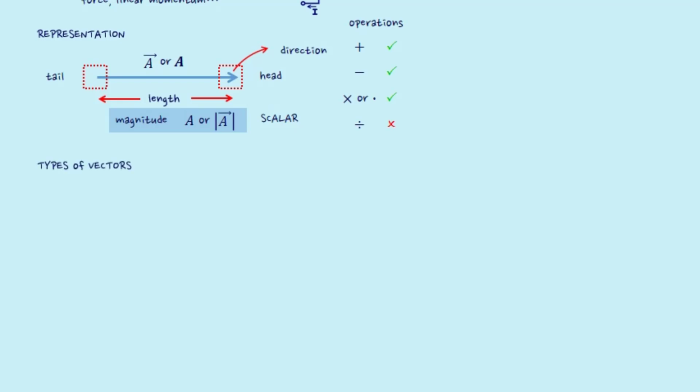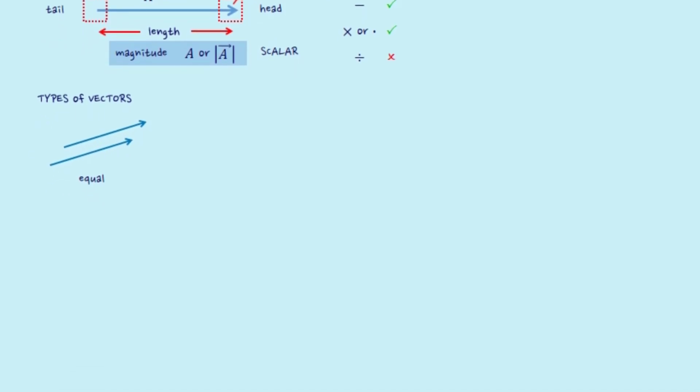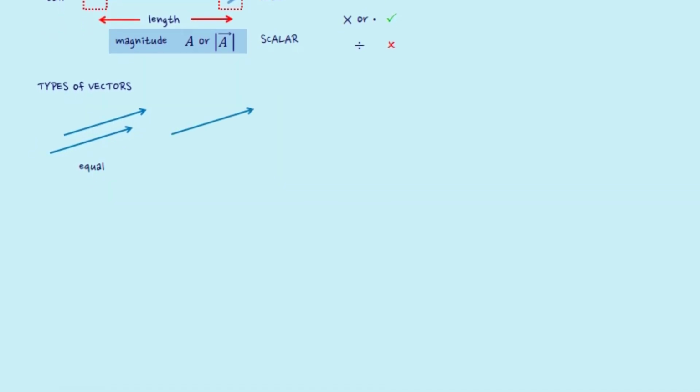Now, let us see some important terms used in vectors and what these terms mean. Equal vectors. When two or more vectors are equal in magnitude and direction, then these are called equal vectors. Unequal vectors. If either magnitude or direction of two vectors is not the same, then these are called unequal vectors. Parallel vectors. If two vectors act in the same direction, then these are termed as parallel vectors. Parallel vectors may or may not have equal magnitude. Hence, equal vectors are always parallel, but parallel vectors may or may not be equal.